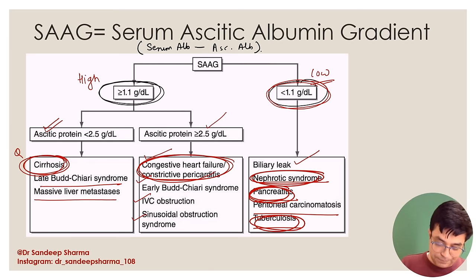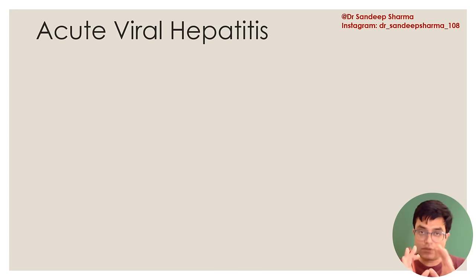Moving further, acute viral hepatitis, lots of one-liners. Viral hepatitis can be caused by hepatitis A, B, C, D, E, right? Vaccination kiske liye available hai? A ke liye bhi hai, B ke liye bhi hai. C, D, E, there is no vaccine available. I hope you know that.